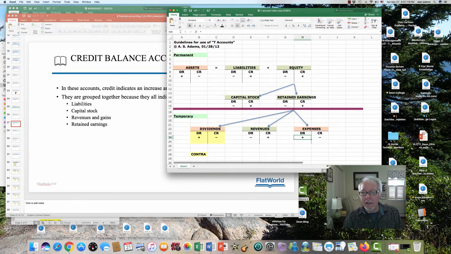All right, let's start with revenues, however. Revenues directly feed our equity. Directly. When you make a sale, it's a credit. That's going to come up here to retained earnings as a credit, and it ultimately increases your wealth as a credit. Okay?